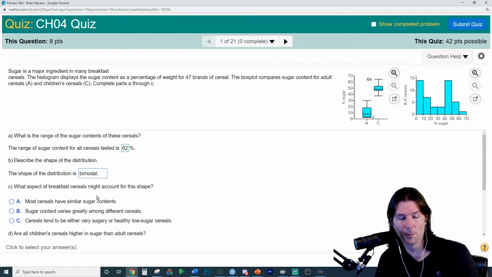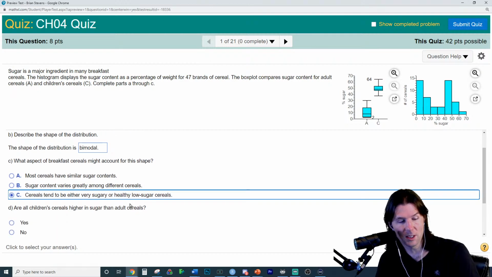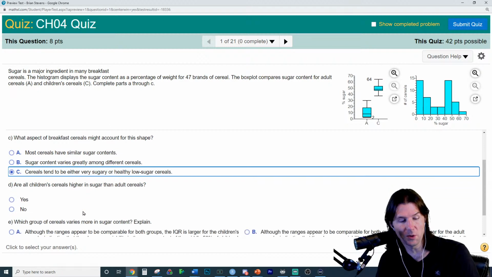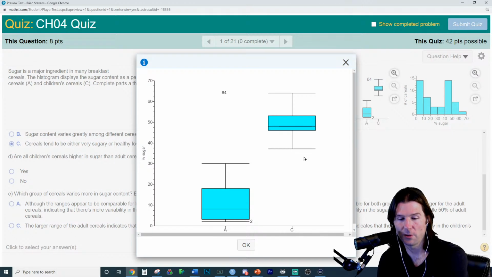What you'll notice here is that cereals tend to be either very sugary or low in sugar. I wish it said something about the adult or children's cereals, and that might be in the next question. Are all children's cereals higher than all adults' cereals? And the answer is yes. Here's the lowest for children. Here's the highest for adults right here. That's just telling you that this is 64. That's not a value of 64 for this distribution. I wish they made that a little more clear by putting it over here.